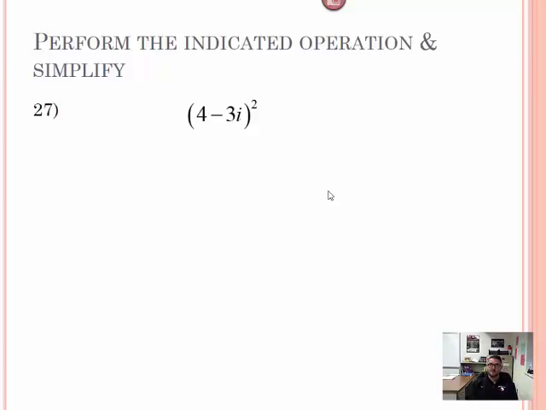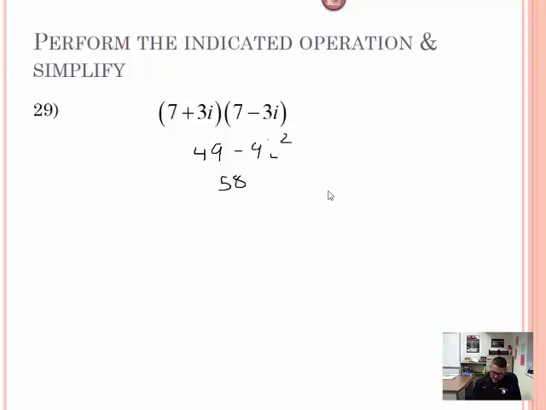And this, we've done these where you just take 4 minus 3i squared, you do it twice. We just did an example like this. Let's do this one real quick here. So 7 plus 3i times 7 minus 3i, 7 times 7 is 49. The outer and inner cancel, and then I'm going to get minus 9i squared, but i squared is negative 1, so it's technically 49 plus 9, which gives me 58.